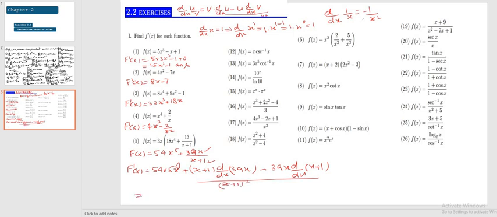When you simplify, it is 54 multiplied by 5 is 270 x to the power 4, plus x plus 1, 39 d/dx of x is 1, minus 39x, d/dx of x is 1, d/dx of 1 is 0. So this divided by x plus 1 power 2. Just simplify it. Whatever you have, that is your answer.